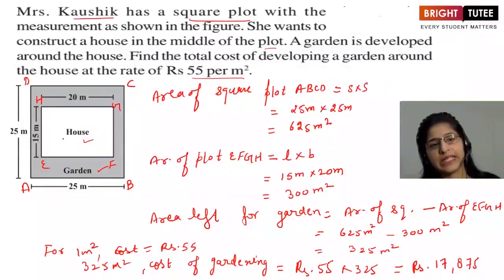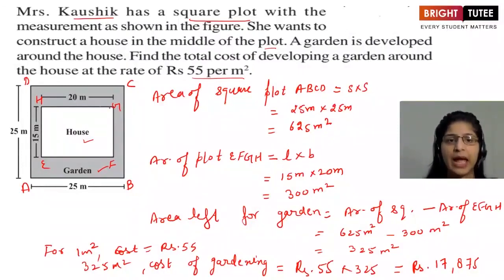So what we have done in the question, students, we were given a square plot and a rectangular plot inside it in which the house is to be constructed, and the cost of gardening around this house is given to be rupees 55 per square meter. So using that we had to calculate, and we have calculated. First we calculated the area of the square plot, that is ABCD. Then we calculated the area for the house. From that square plot, if we subtract the area of the house, we are left with the place where the garden is to be developed, and then we calculated the area of gardening after subtracting these two. We know for 1 square meter the cost is rupees 55. Then for 325 square meter, the cost of gardening will be rupees 55 multiplied with 325. That gives us rupees 17,875. Okay.